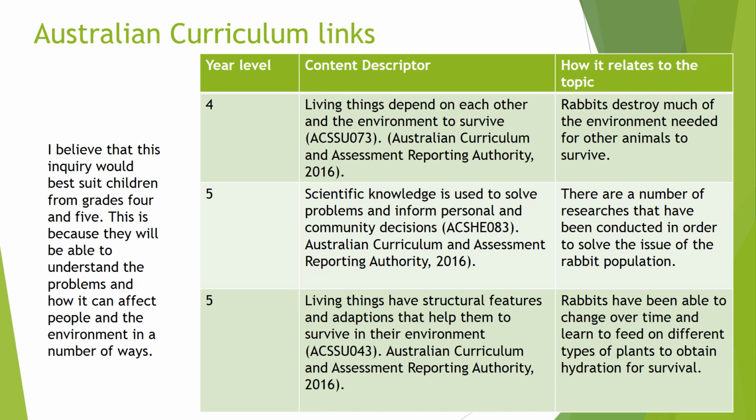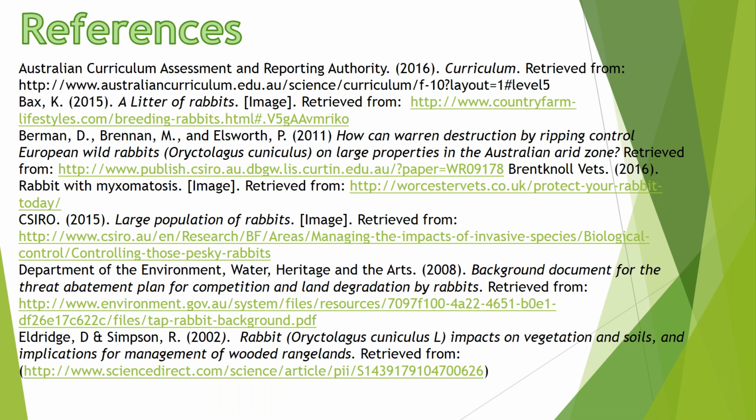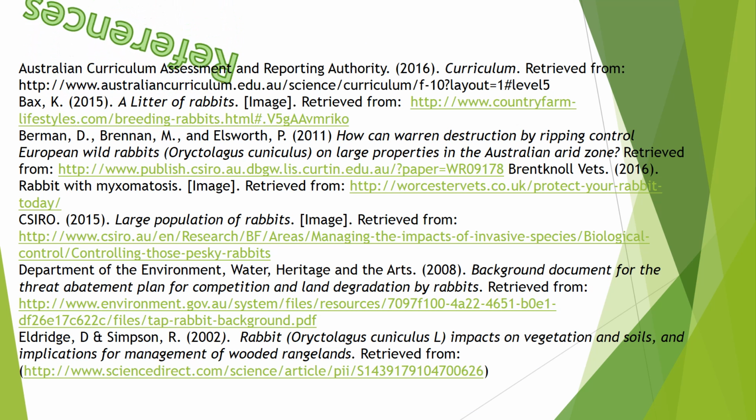There are also other control methods being tested, such as warren destruction. Destroying rabbit warrens by ripping has become an effective method of controlling rabbits. However, this can be an expensive method. If nothing is done in the future to control the number of rabbits, the effects on the environment could worsen greatly.